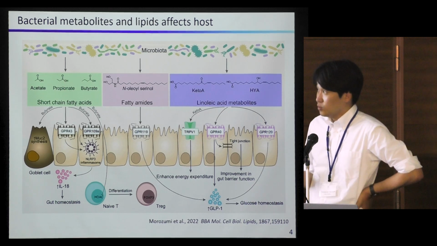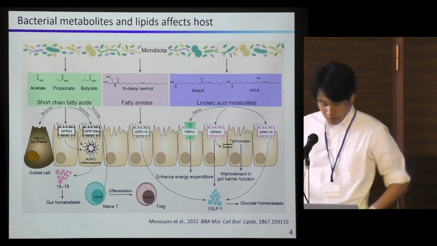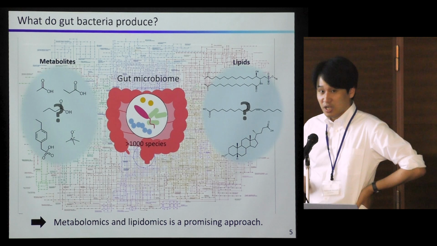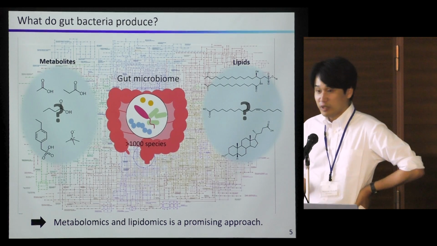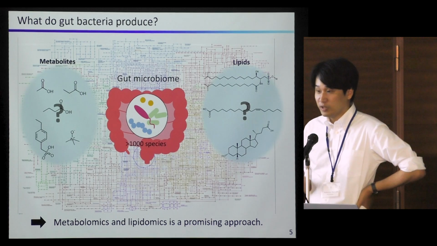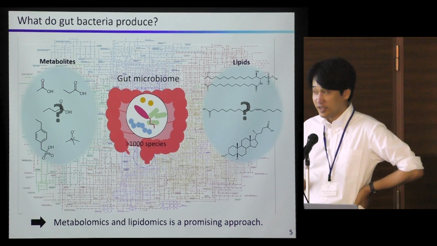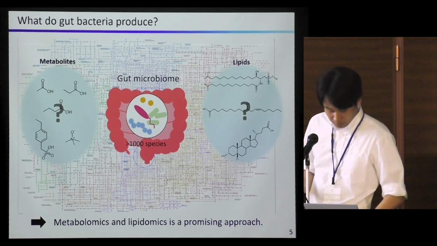So we need to know the whole view of metabolites in the gut microbiome. But knowledge is limited because, although sequencing has been developing, the prediction of metabolic pathways is still difficult because there are many hypothetical proteins. So we need to see the molecules directly. Metabolomics and lipidomics is a promising approach.